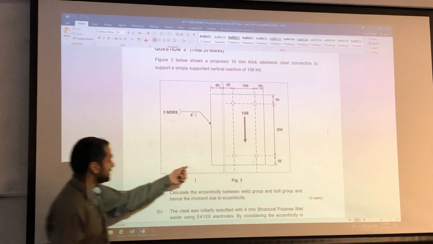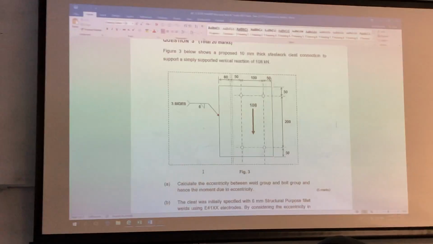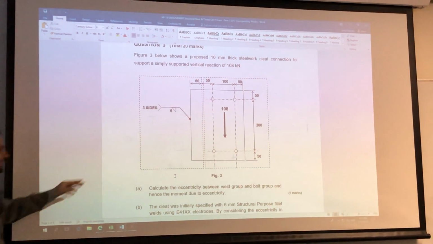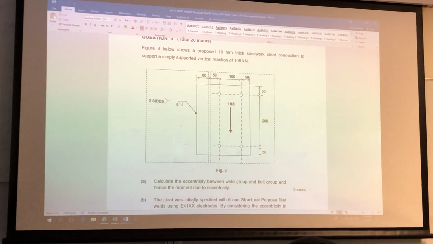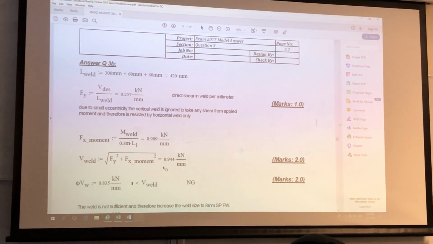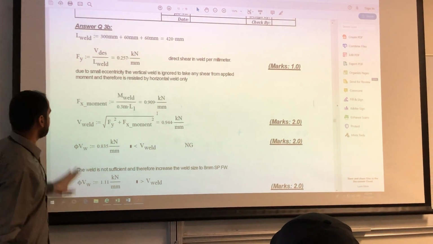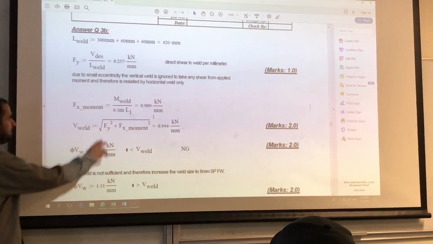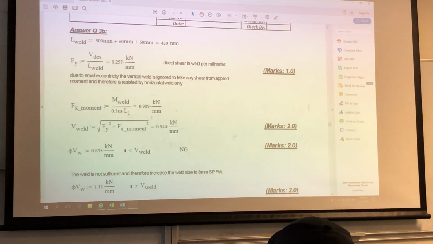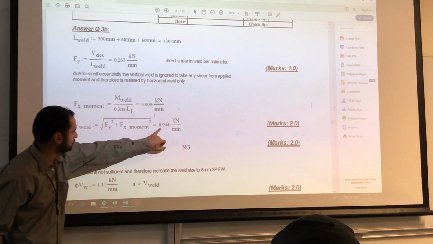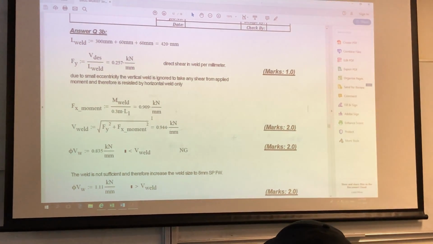But in this case, because the centroid is quite close to the vertical, the vertical weld is hardly contributing to resisting the moment. So the moment is basically resisted by these 2 here. But I have done it that way, and you can do it both ways. Doesn't matter, I'll mark you right. So I have considered the entire weld, that's per millimeter. Then Fx from the moment is N weld divided by 0.3 times L1, and calculated that's equal to 0.944.